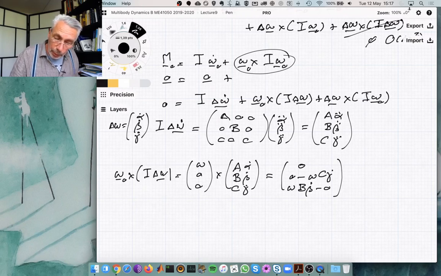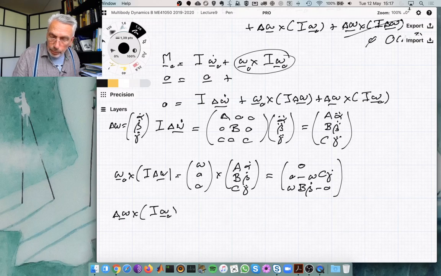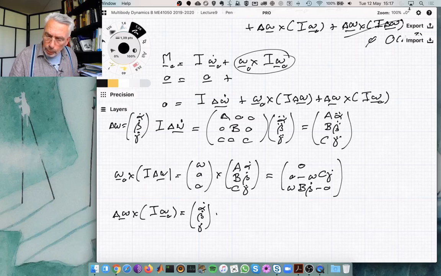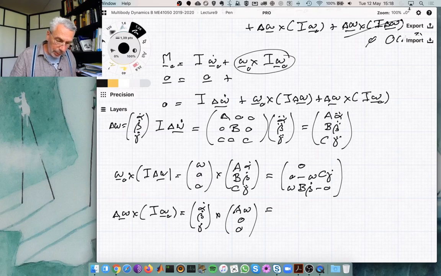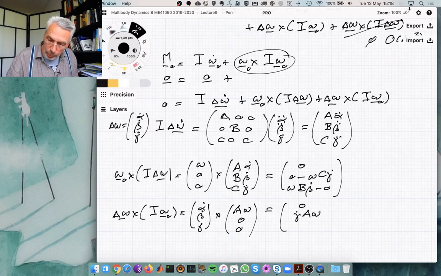Then we have to do the other one, delta omega cross product I omega 0. So the delta omega was alpha dot, beta dot, gamma dot, and then cross product. So now it's a bit the other way around than above, but still. So the first is again 0, then the second one is, of course, gamma dot alpha omega, and the last one is minus beta dot A times omega.